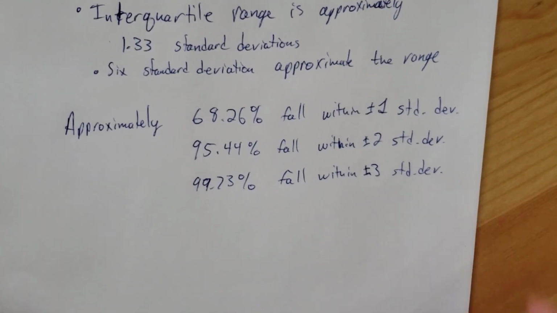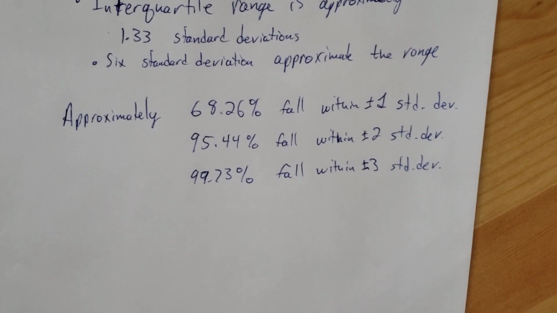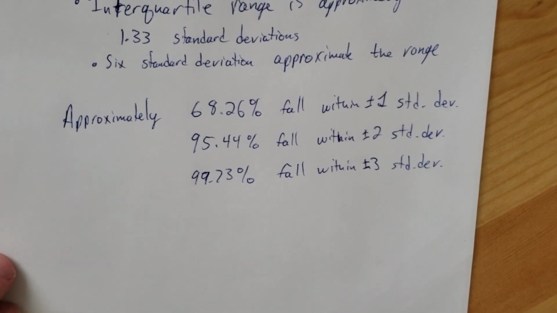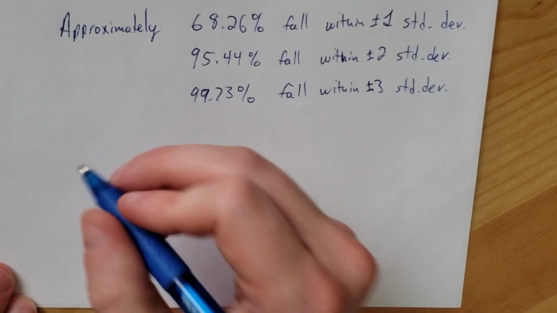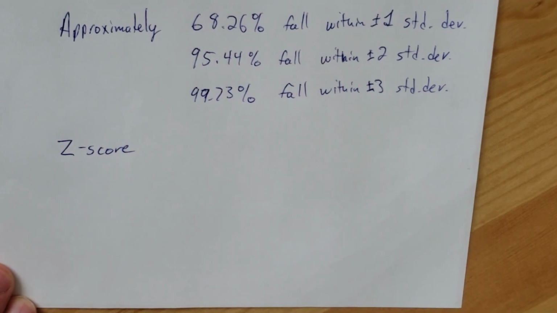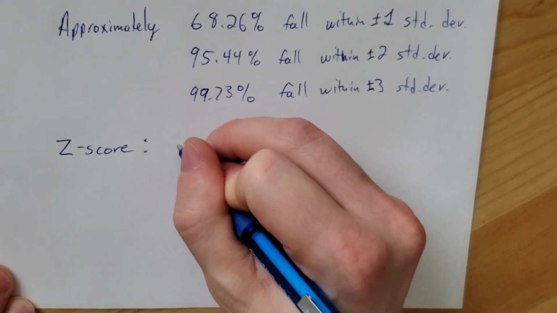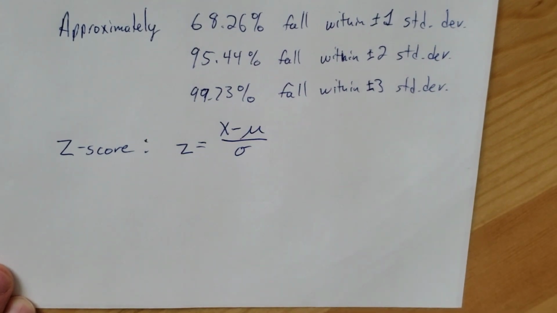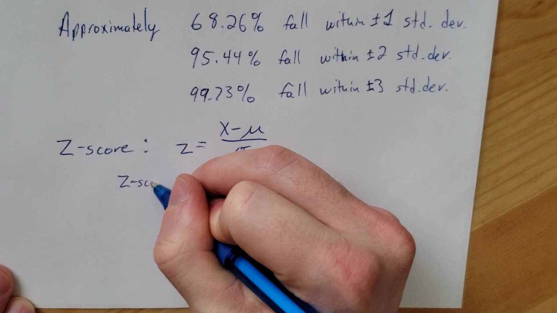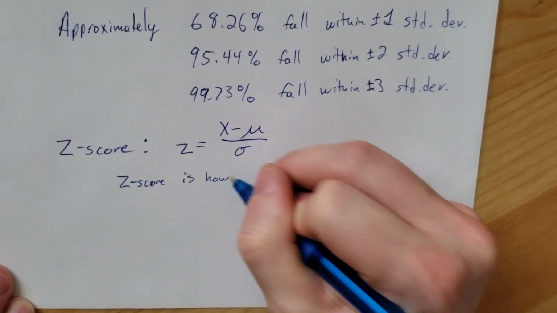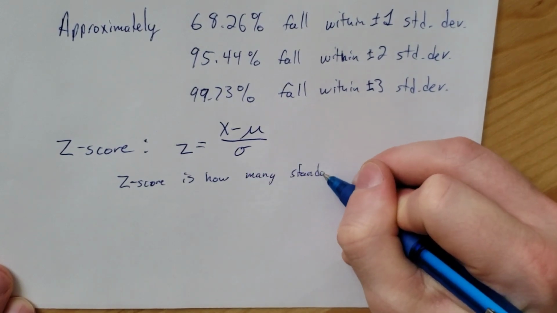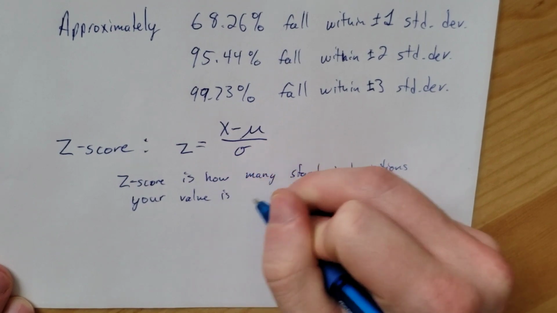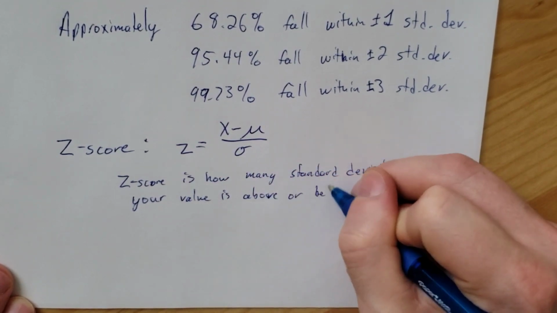All right. So there's 2 more things I want to say in this video, and then in the next video we'll go over examples on how to use this information for real-world situations. But the last 2 things I want to say is I want to remind ourselves of the z-score. So the z-score is z is equal to x minus mu over sigma. What does that mean, right? The z-score is how many standard deviations your value is above or below the mean.